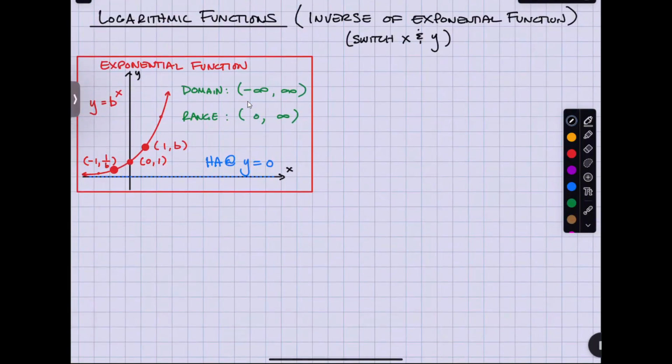All right, so today we're talking about logarithmic functions. Well, the logarithmic function is the inverse of the exponential function. That's why we start with the exponential function, because it's the inverse of the logarithmic function.